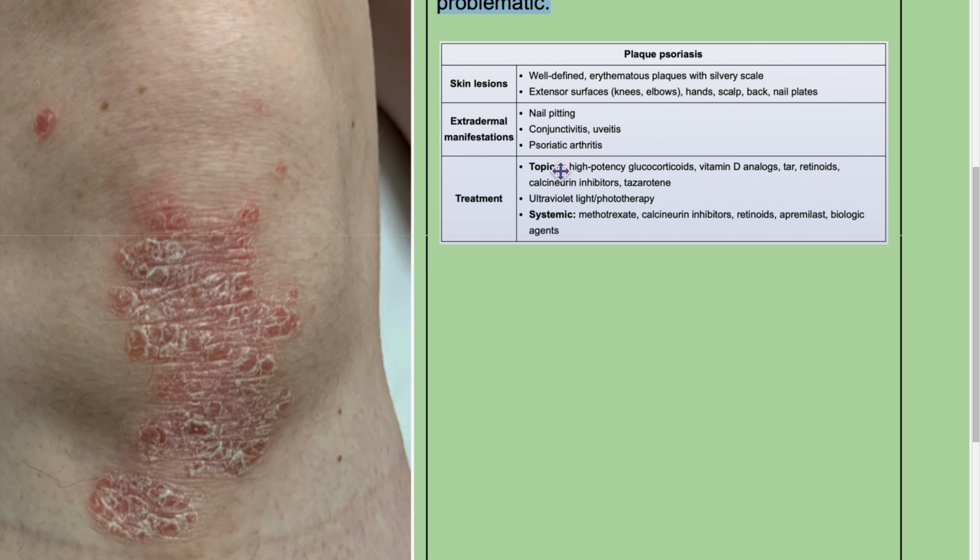Treatment here is topical: high potency glucocorticoids, vitamin D analogs, tar, retinoids, calcineurin inhibitors, and tazarotene. Treatment here is again ultraviolet light and phototherapy. And treatment for systemic is methotrexate, calcineurin inhibitors, retinoids, apremilast, and biologic agents.